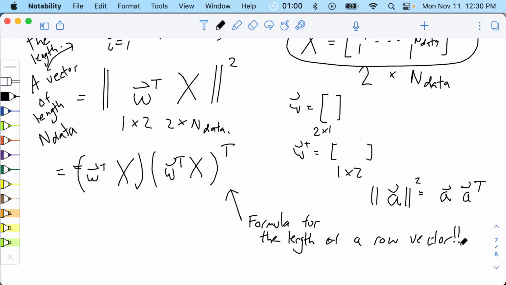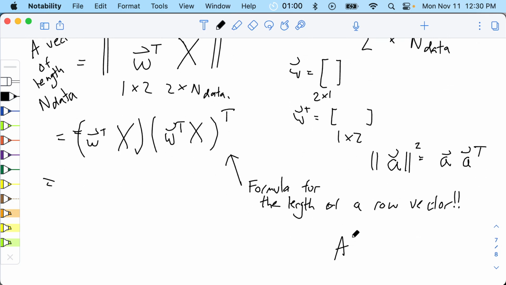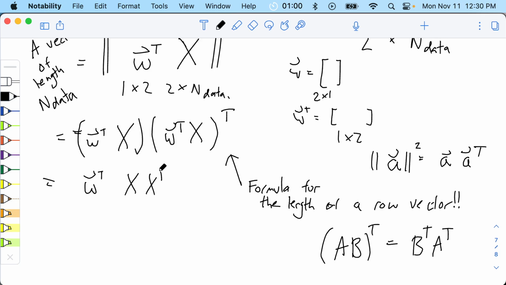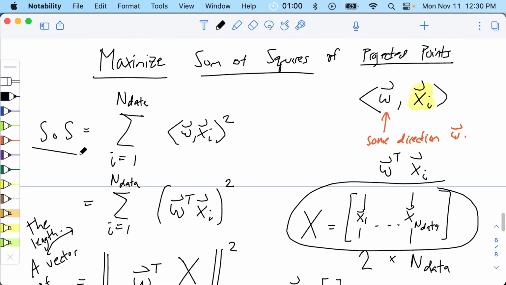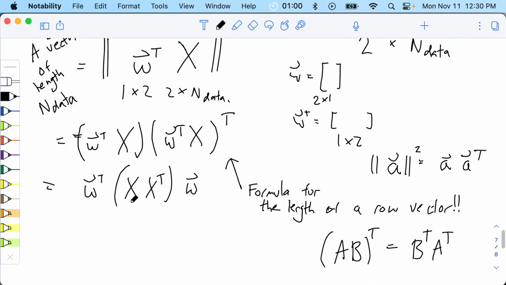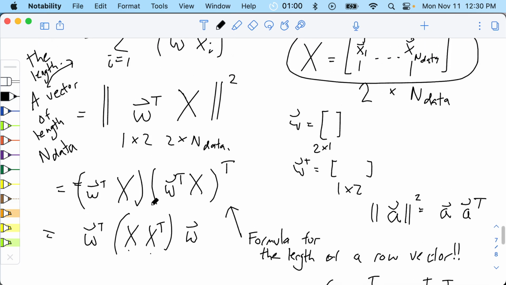Okay. And now I'm going to use a formula that says if you do the transpose, you multiply the product the other way. So A times B transposed equals B transpose times A transpose. And so this becomes w transpose x, then we got an x transpose over here, and then we have w transpose back to w. So all of this is to say that the thing we want, the sum of the squares, just depends on x times x transpose, where x is the 2-by-n data matrix.